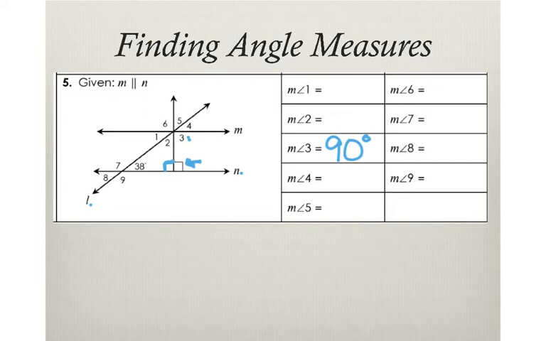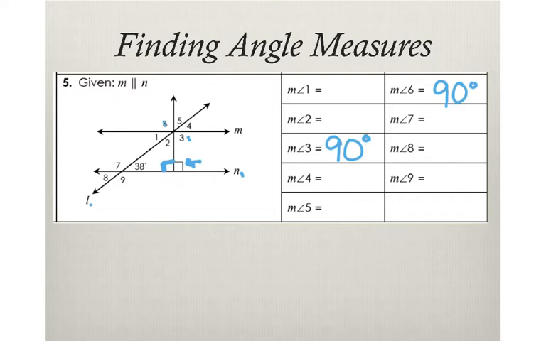But if I were to pick up line N and put it on top of line M, what do you know about these two then? Correct. They're going to be 90 degrees together. So angle 6 is also 90 degrees. So that's all we can deal with doing 90 degrees.